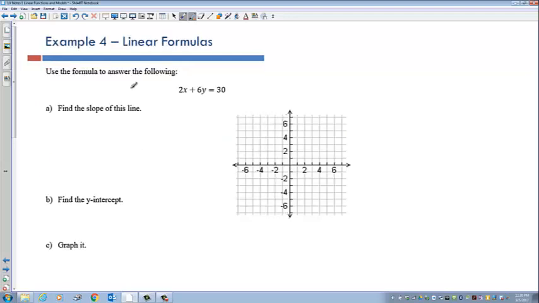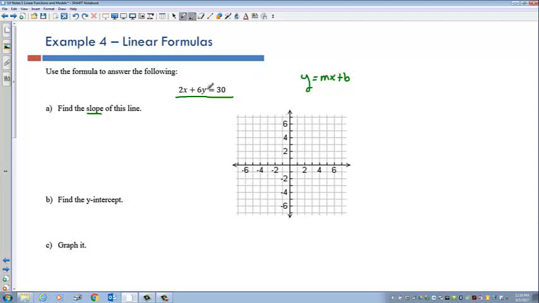So here, I want to work with linear formulas, and I want to use the formula to answer the following questions. I have 2x plus 6y equals 30, and I want to find the slope of this line. So what we can do is, we know this formula. You memorize this formula, y equals mx plus b. It sort of fits with our intuition. You start at number b and you add m each time.